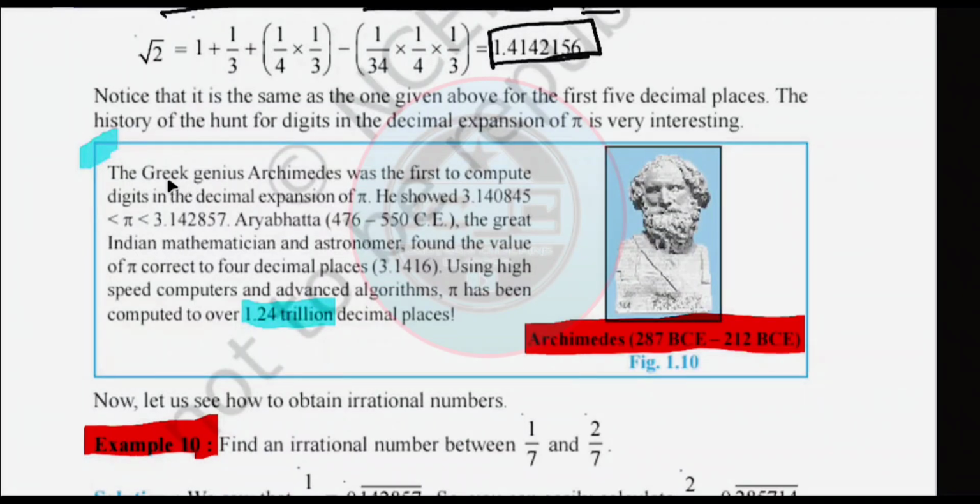So let's have a bit of history discussion. The Greek genius Archimedes was the first to compute the digits in the decimal expansion of pi. In the history of mathematics, he did this computation for the first time, and he showed that the value of pi lies in between 3.140845 and 3.142857.